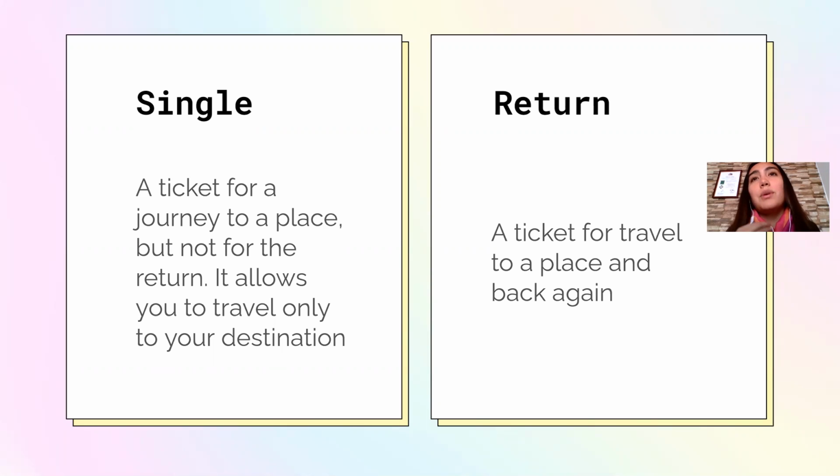But on the contrary, we have the return ticket, a ticket for travel to a place and back again. For example, I'm going to buy a ticket to Santiago. I'm here in Arica and this is Santiago. So I go to Santiago and then I come back to Arica. So that is a return ticket.